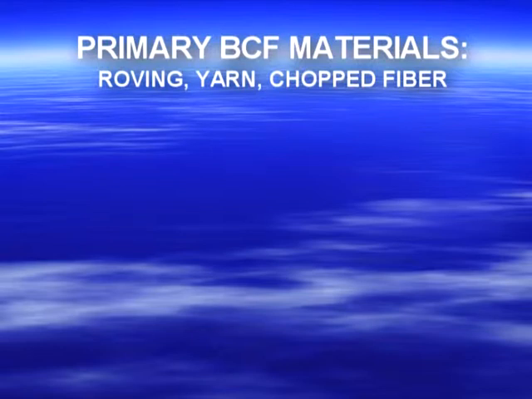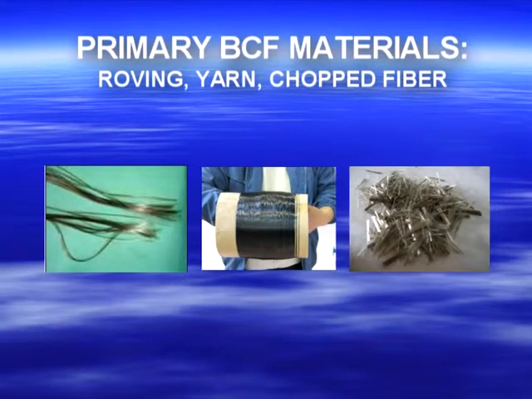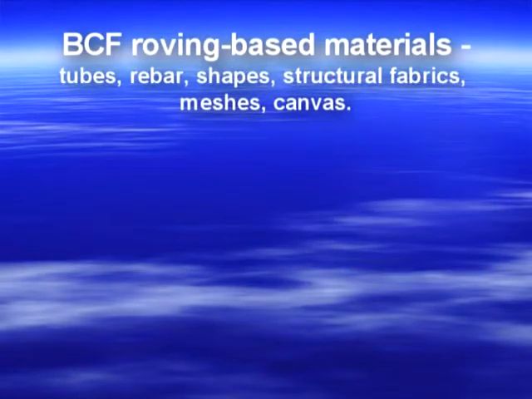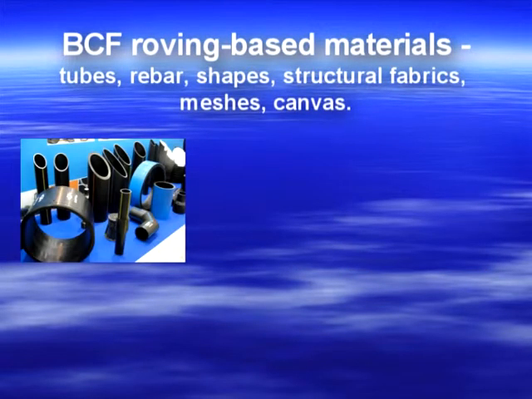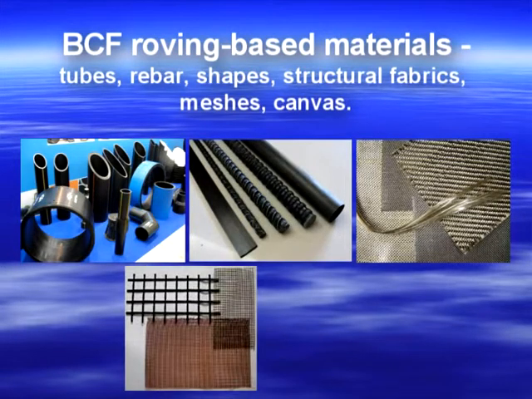Primary BCF materials: roving, yarn, chopped fiber. BCF roving-based materials: tubes, rebar, shapes, structural fabrics, meshes, canvas.